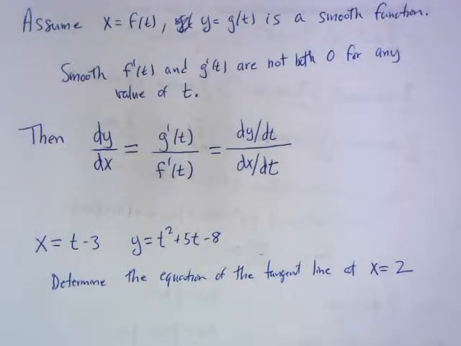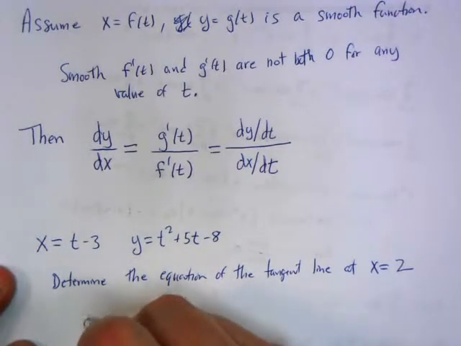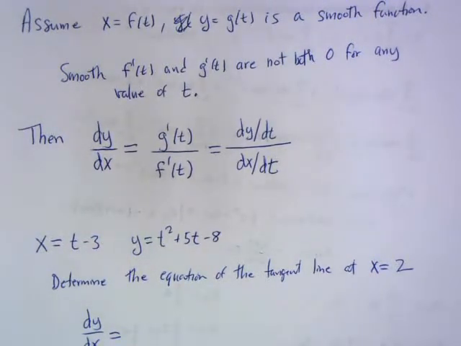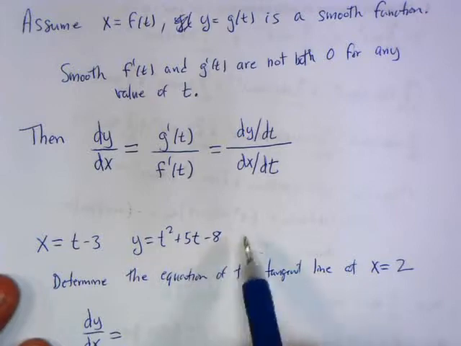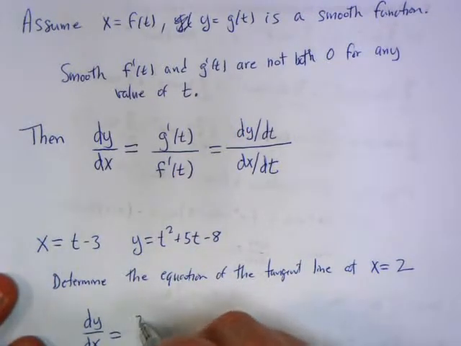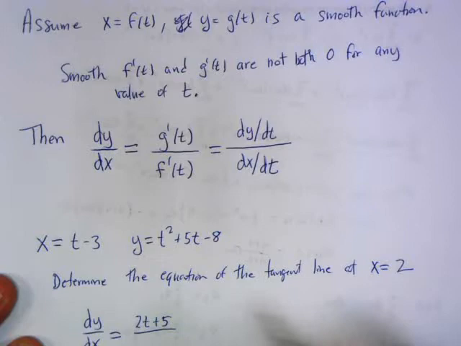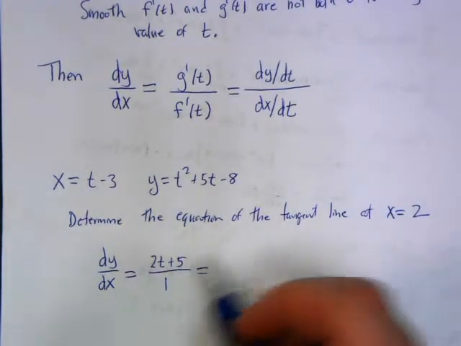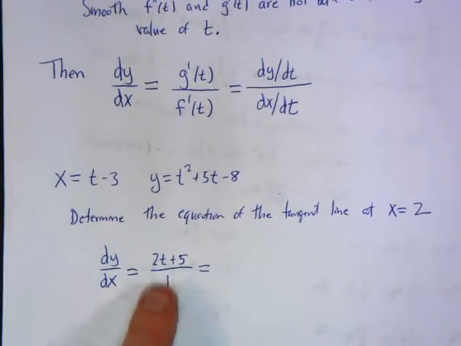What do I need to know in order to find the equation of the tangent line? I need to know the slope, so I need to know dy dx. So dy dx, according to the rule we just had, we take the derivative of the y thing, that's 2t plus 5, divided by, I take the derivative of the x thing, that's 1. But I need a number. To get the slope, I need to have a value for t to plug in and just get a number.